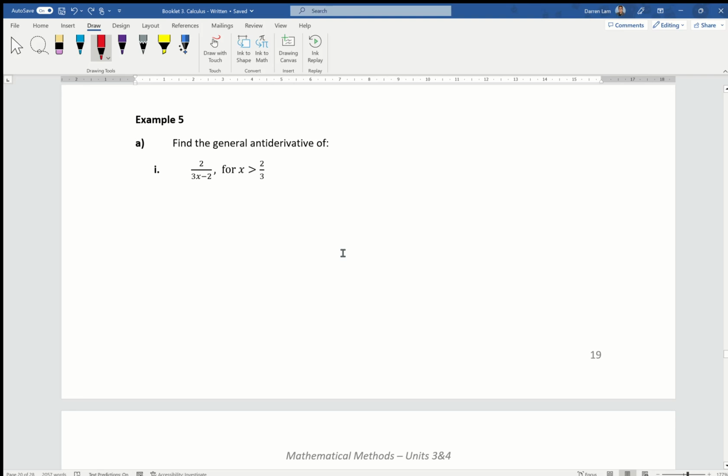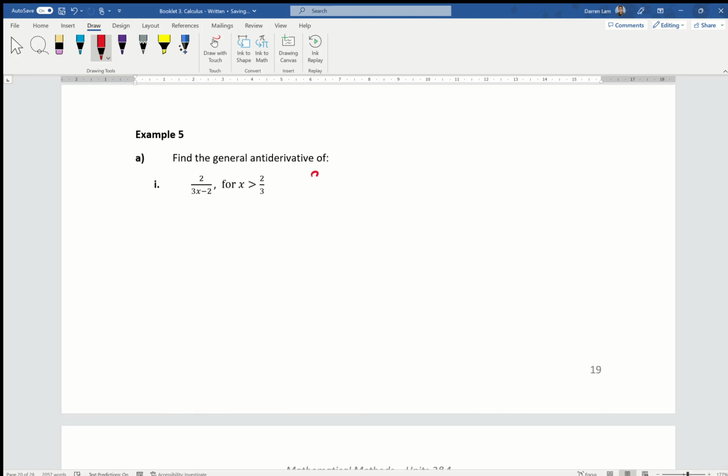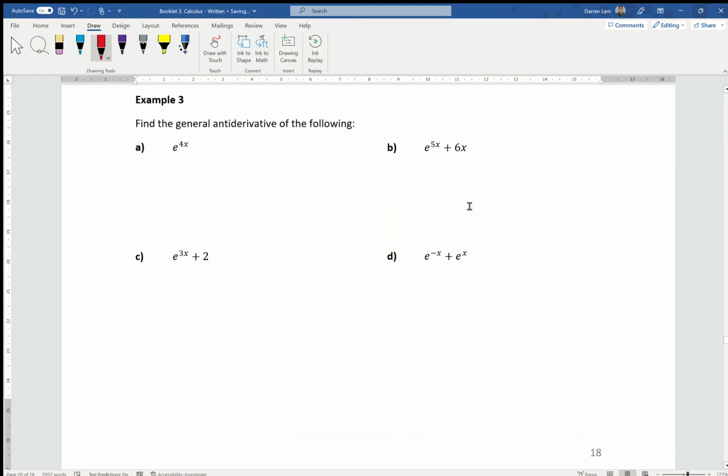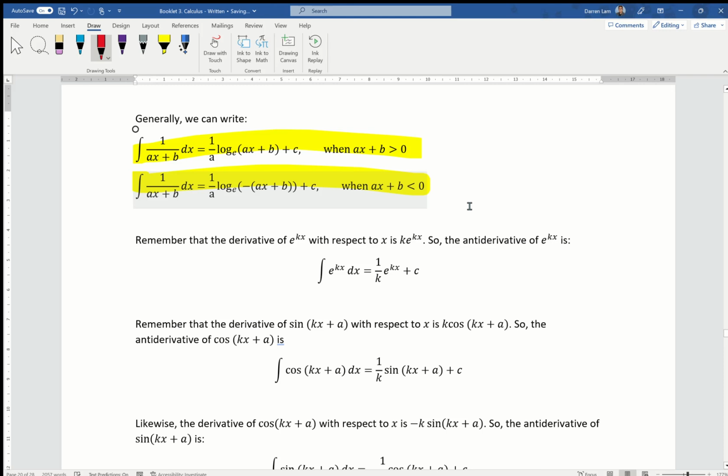To find the general antiderivative, in this case, I know that x is going to be greater than 2/3. So I'm going to pick a number that I know is greater than 2/3, in this case 1. I know that if I substitute 1 into 3x - 2, that would give me an answer that is positive. So looking back up here, I know that 3x - 2 is going to be positive, which means I can address the formula above. It's going to be greater than 0. So this is the formula we're going to be using. Make sure you write that one into your resource book.